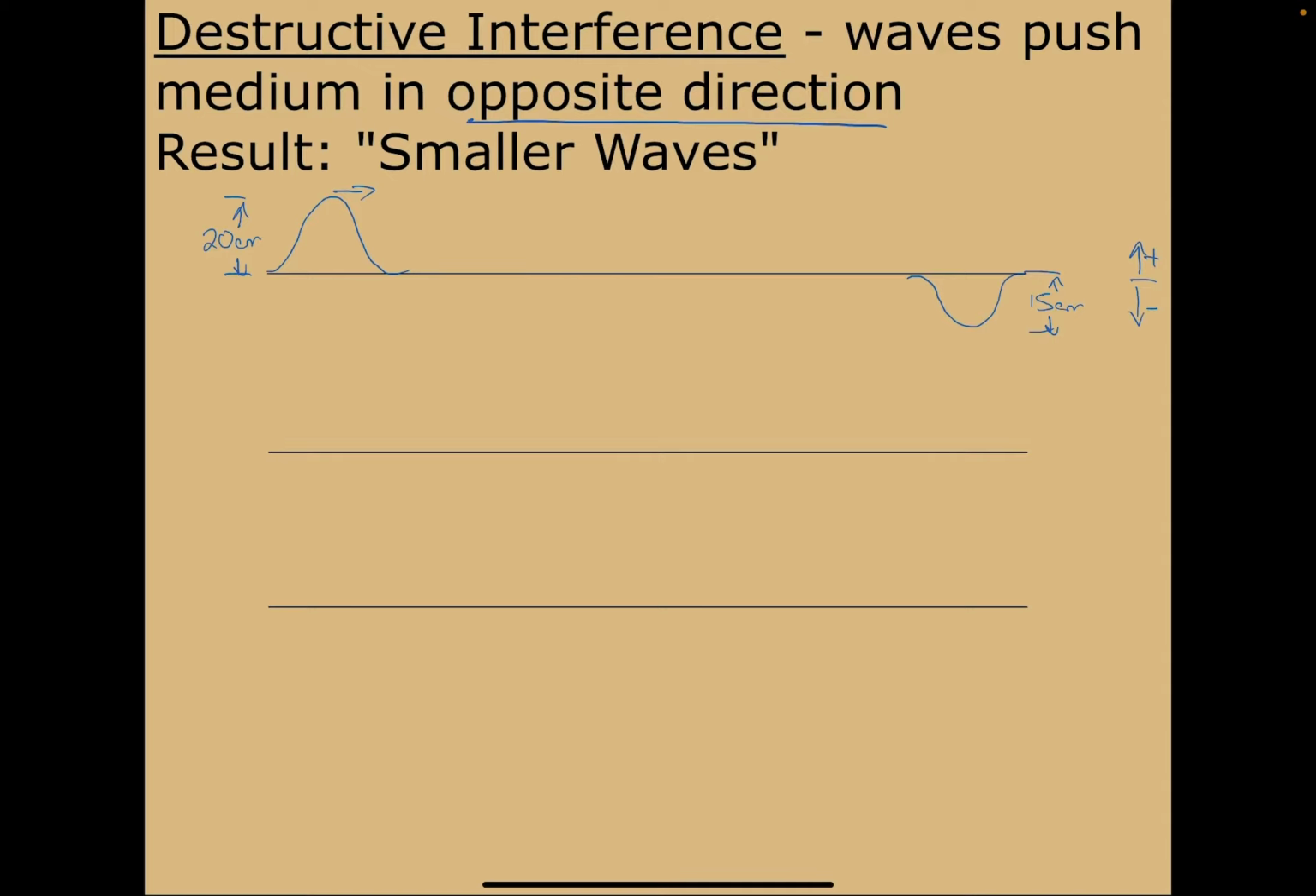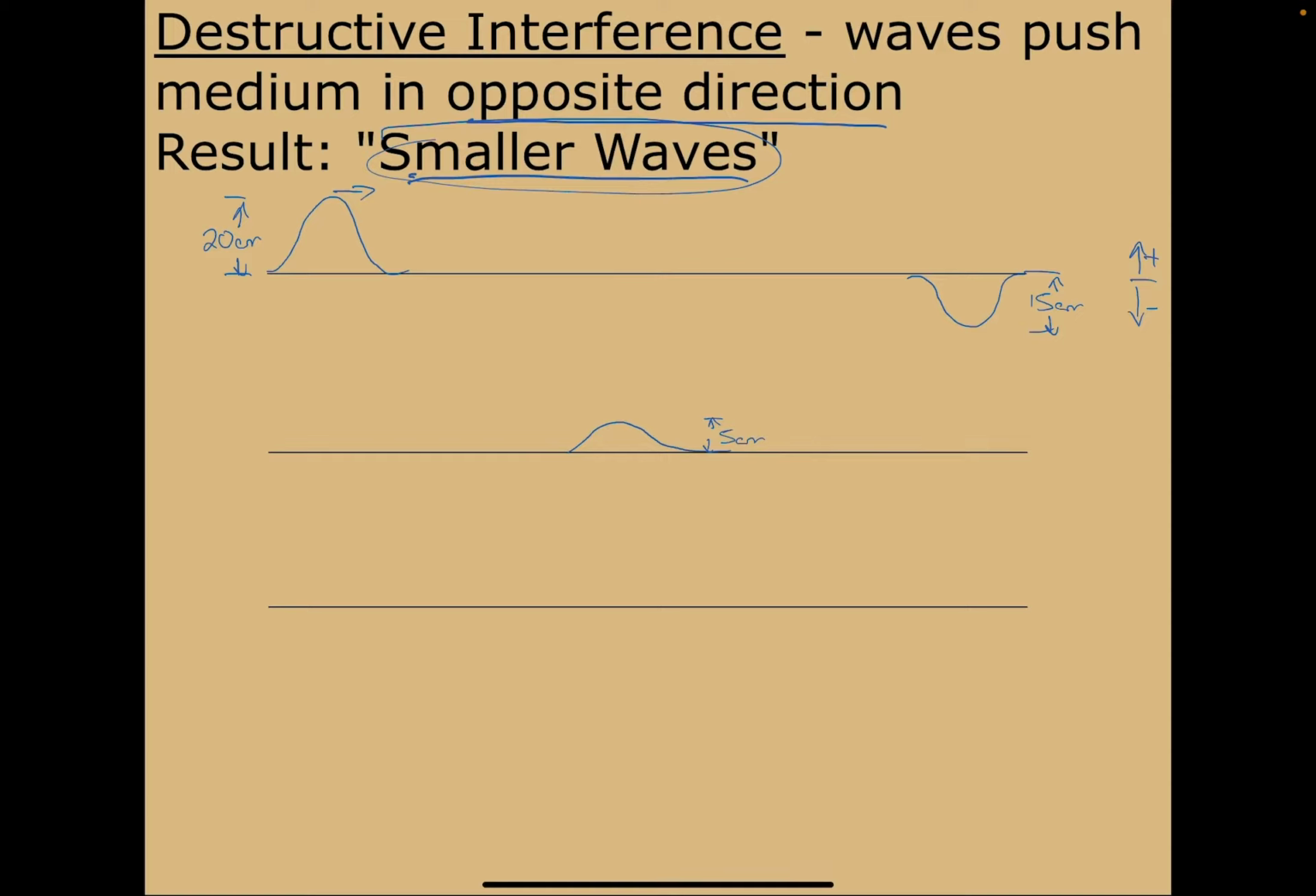So if they push the medium in the opposite direction, so again, one up and one down, the result is going to be these smaller waves. It is still superposition. Okay, so they're still adding together, but when we add them together, I'm going to get positive 20 plus negative 15. I'm only going to get 5. What I end up with then is this little tiny pulse in here, 5 centimeters high. Again, there's my smaller waves, right? So destructive interference results in smaller waves.